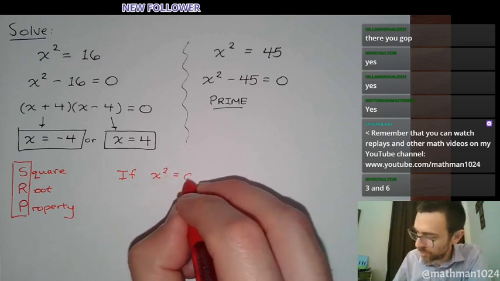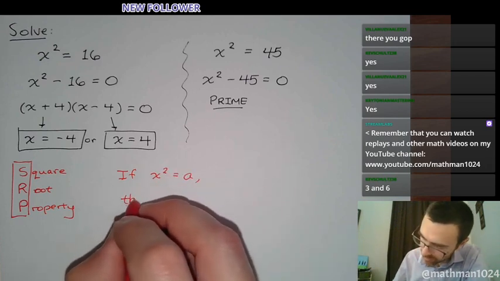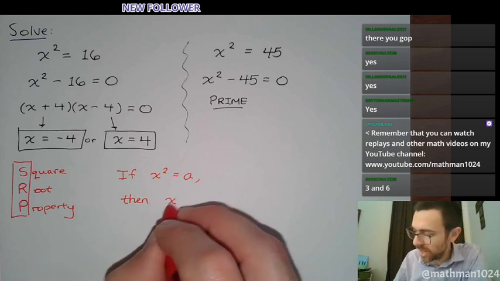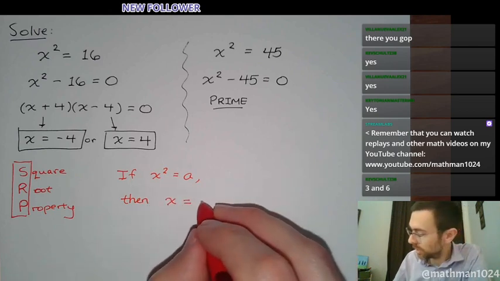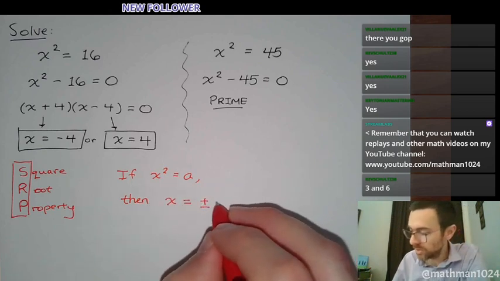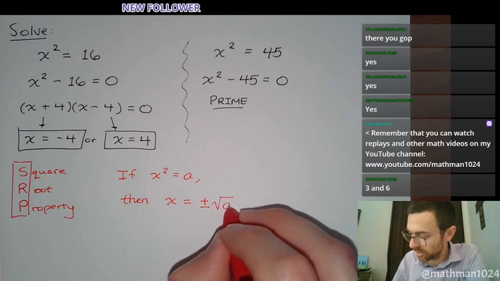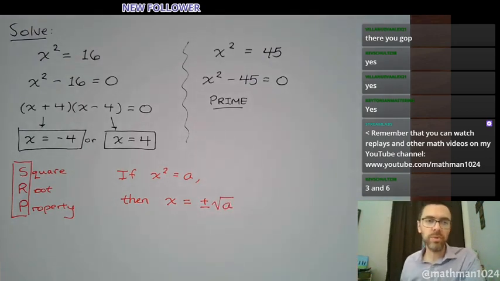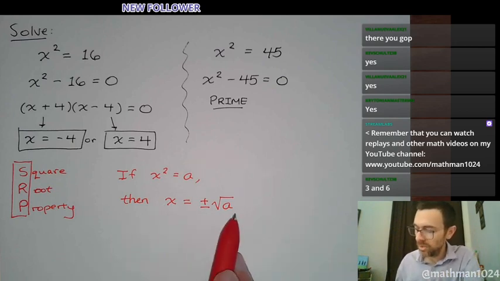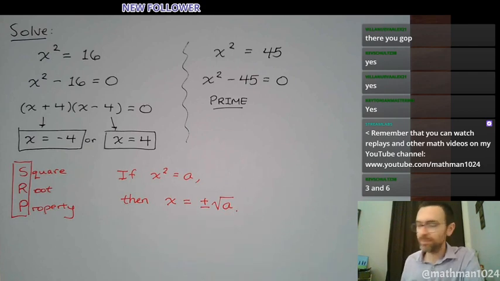And what the SRP says is that if x squared is equal to a, then x, your solutions are going to be plus or minus the square root of that number. So it's all about getting the square by itself. And once the square is by itself, you just get to go right to the answer like that.